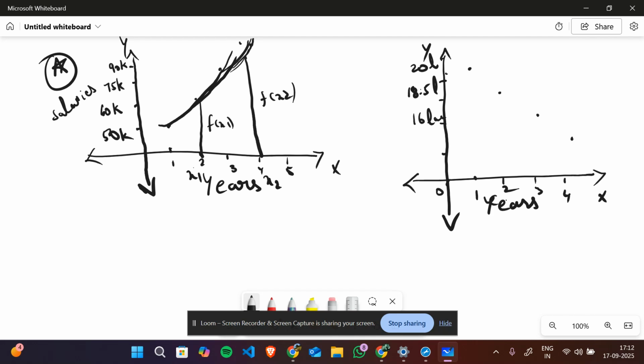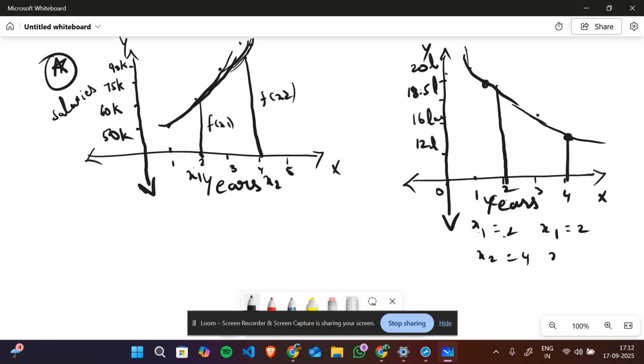Now let us consider x1 as 2 and x2 as 4. In the second year the car price may be 18.5 lakh, and in the fourth year the car price may be 12 lakh. So f of x1 is greater than f of x2 whenever x1 is less than x2. It's a proper example, a real life example, for a decreasing function.